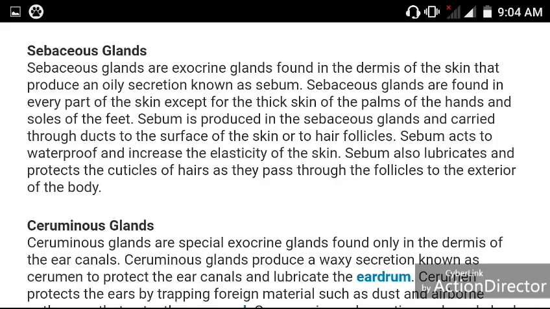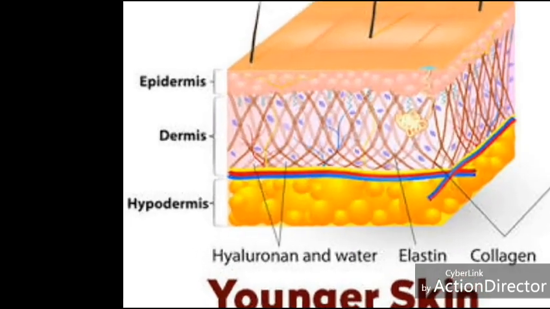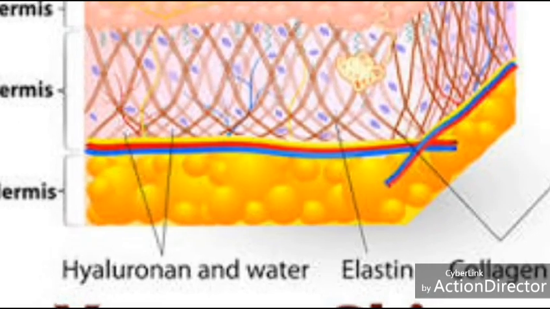Next, sebaceous glands. The sebaceous glands are exocrine glands found in the dermis of the skin that produce an oily secretion known as sebum. Sebaceous glands are found in every part of the skin except for the thick skin of the palms of the hands and soles of the feet.